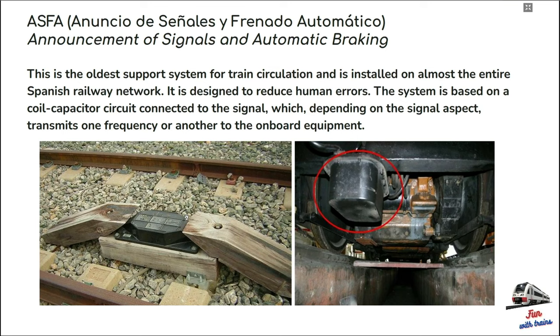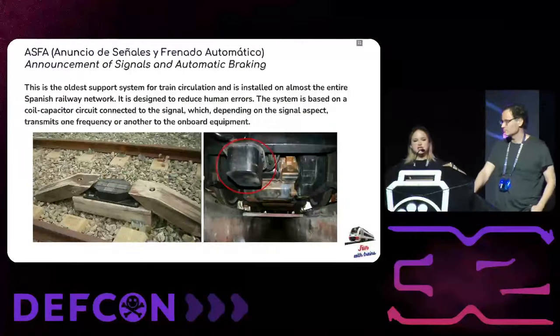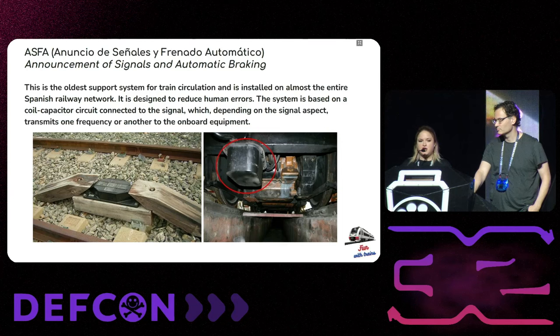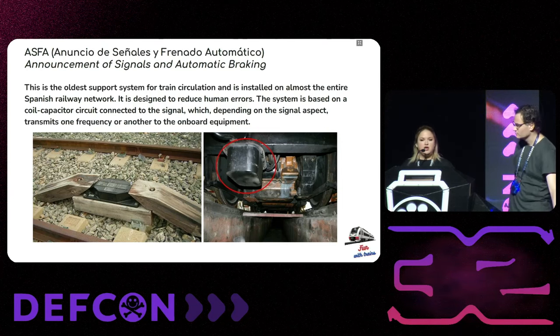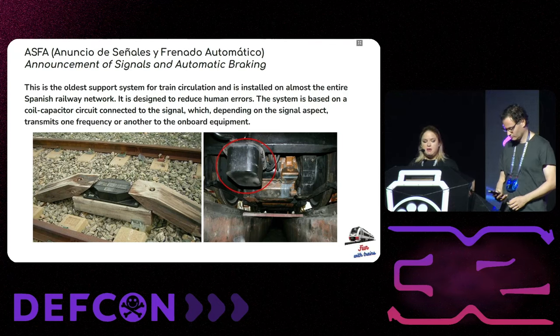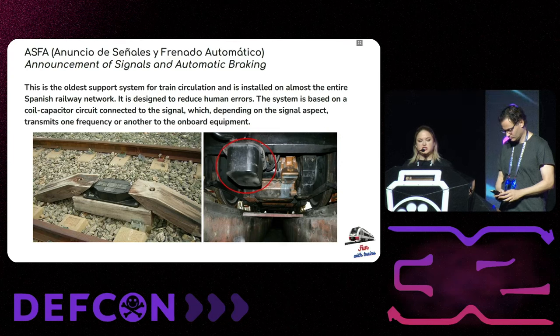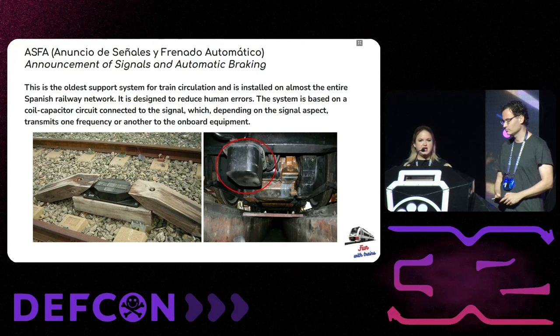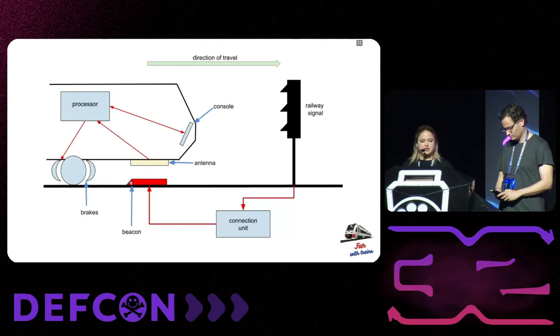We have based this investigation on one of the systems present in Spain, called ASFA. In Spanish it is Anuncio de Señales y Frenado Automático. In English, Announcement of Signals and Automatic Braking. What it does is support the train circulation based on a coil capacitor circuit connected to a signal, and depending on the signal aspect, it needs to transmit one frequency or another to the onboard equipment.